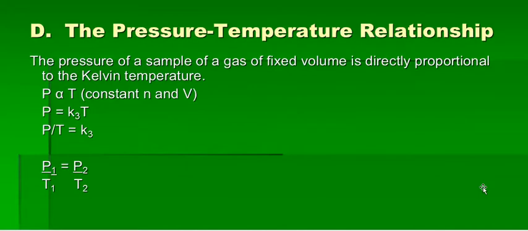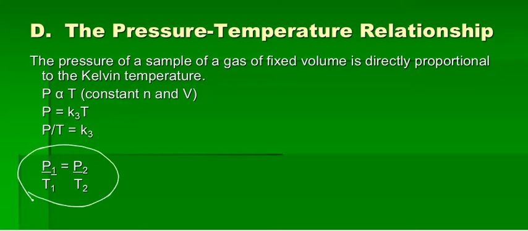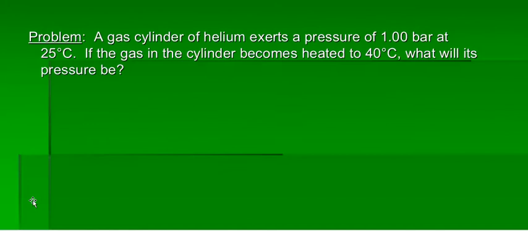Pressure-temperature relationship. The pressure of a sample of gas is directly proportional to the Kelvin temperature if you're at a fixed volume. So the pressure-temperature relationship looks just like Charles's law, except we're substituting pressure for volume. It's a direct proportionality. Okay, so in this problem here, we're looking for the new pressure. We have a constant volume, so we can do the pressure-temperature relationship.